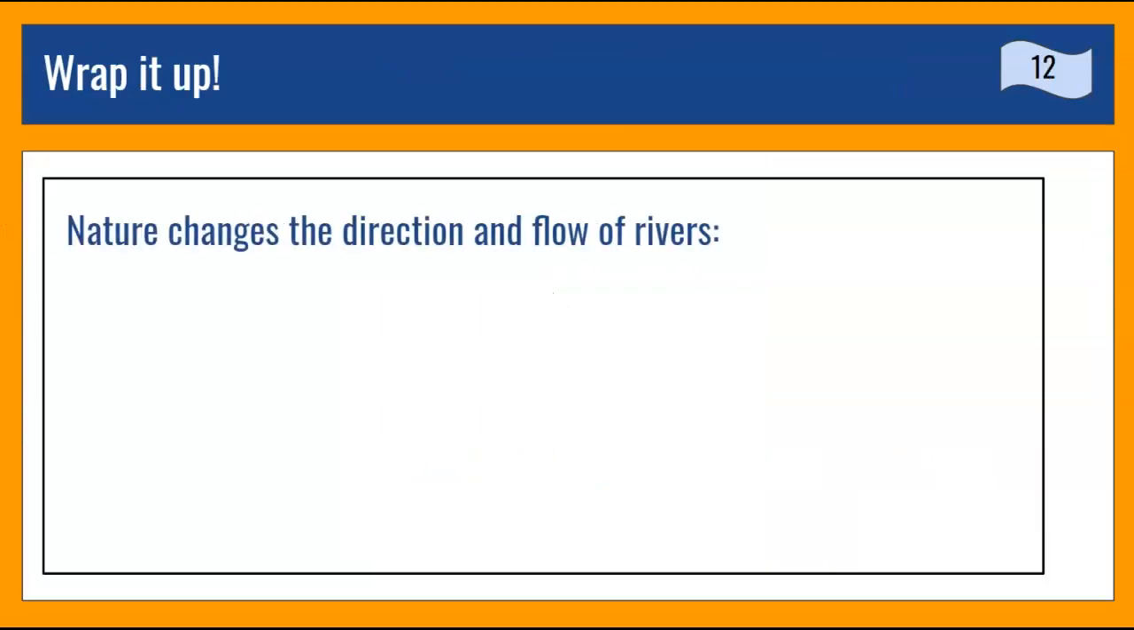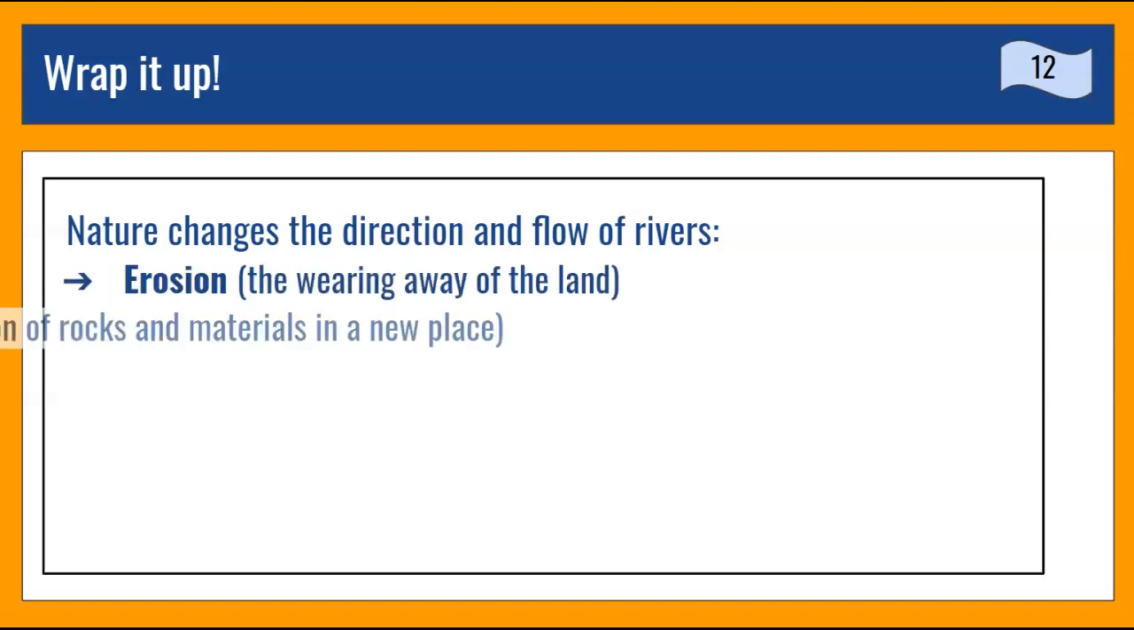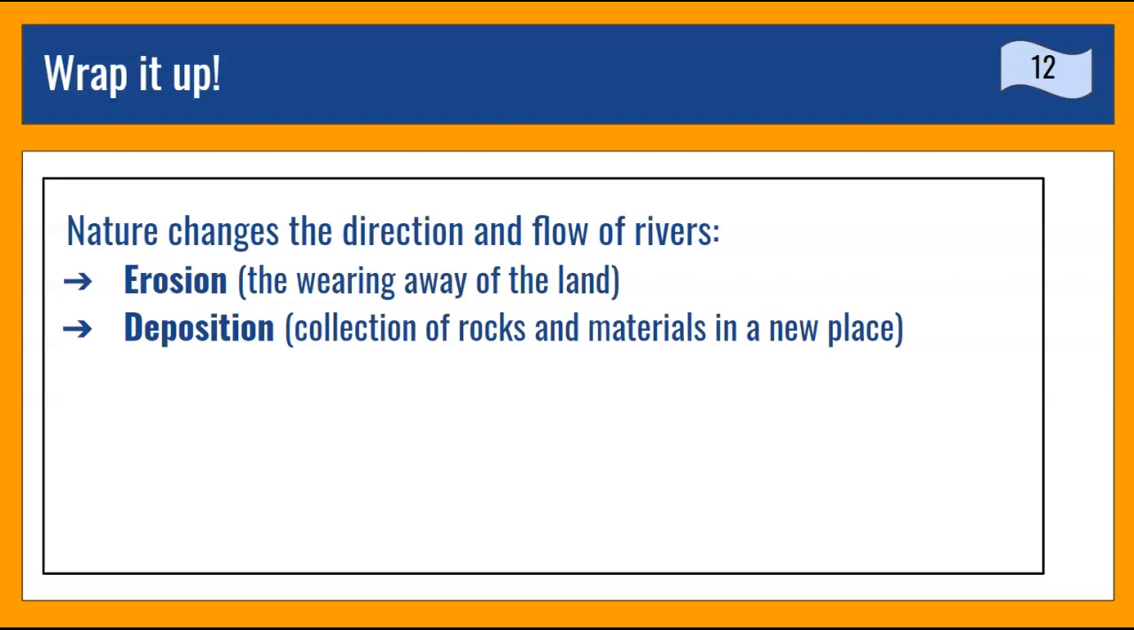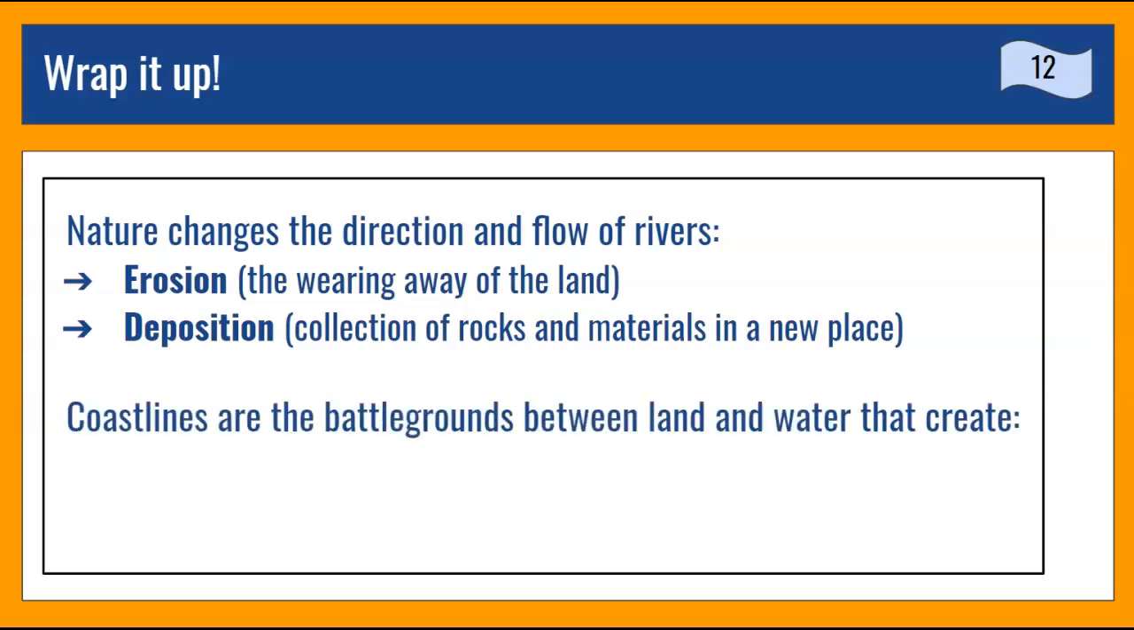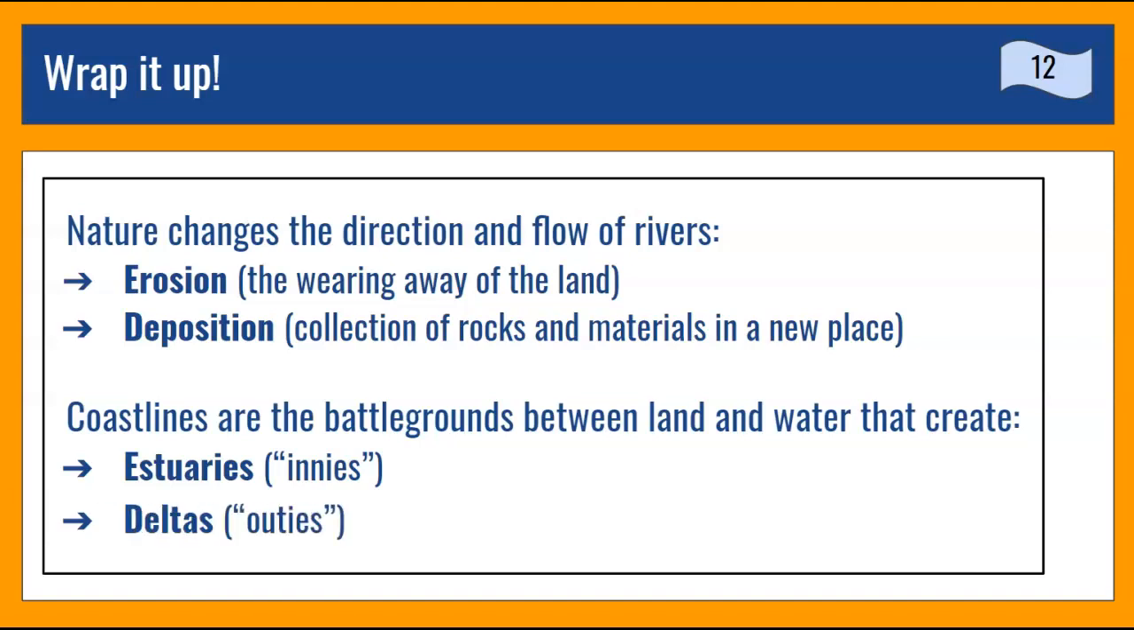All right, let's wrap it up for today. We learned that nature changes the direction and flow of rivers through erosion, the wearing away of the land, and deposition, the collection of rocks and materials into a new place. We also learned that coastlines are the battlegrounds between land and water that create estuaries, which are like the innie belly buttons, and the deltas, which are the outies.